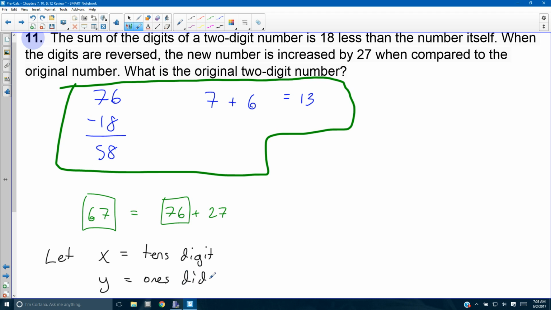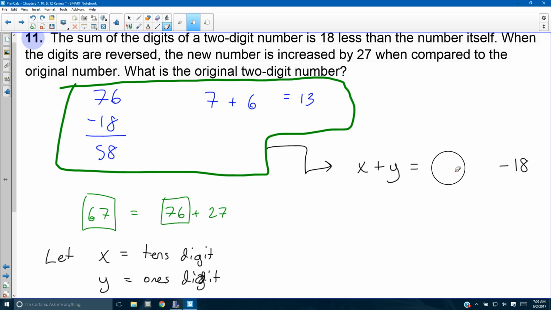So I'm going to create two equations based on this information here. This first bit of information is saying if I add my digits together, 7 plus 6, x plus y, that's equivalent to taking the original two-digit number and subtracting 18 from it. So the real question here is, how do I make this a two-digit number? Do I write it as xy? No, because this is x times y.